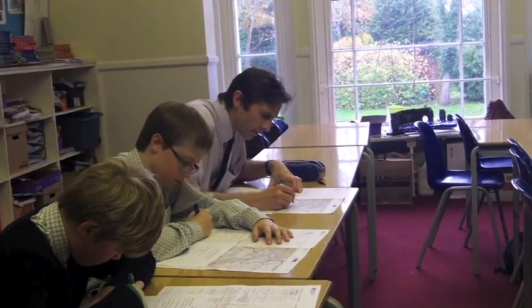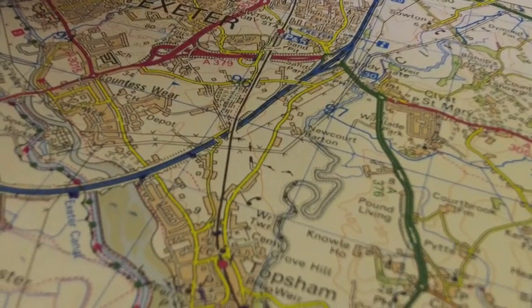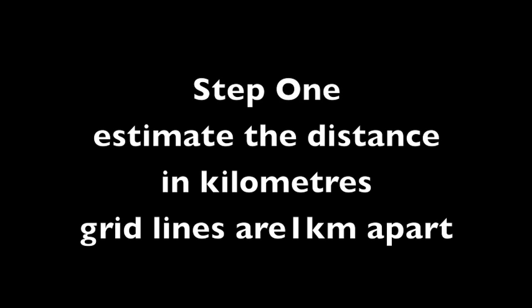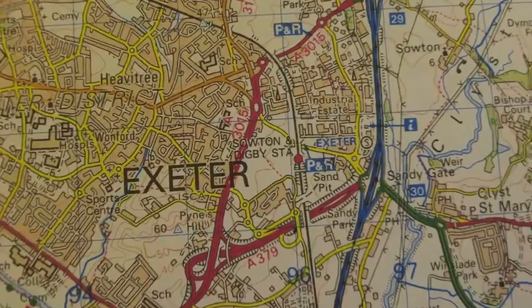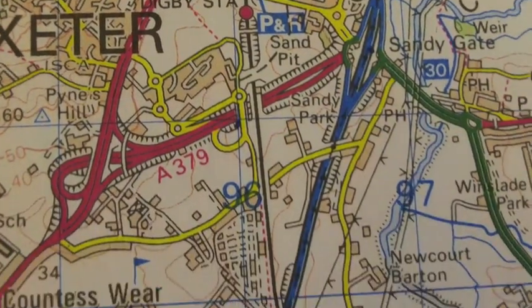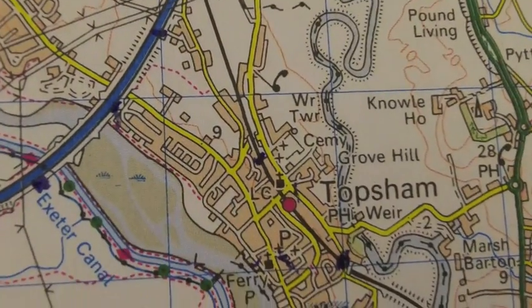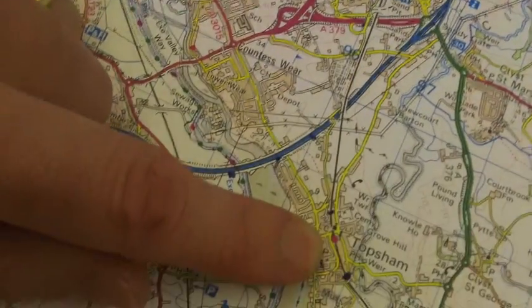Here is an example. What is the distance in kilometres along the railway line from Sowton Digby Station to Topsham Station? You find the 2 points on the map. Step 1. Estimate the distance in kilometres. Grid lines are 1 kilometre apart. Look at the grid lines and try to estimate the distance without any equipment. So it's from this station all the way down to that. This looks like about 3 kilometres.